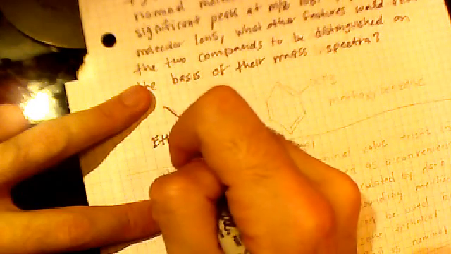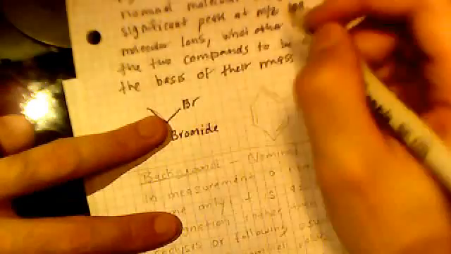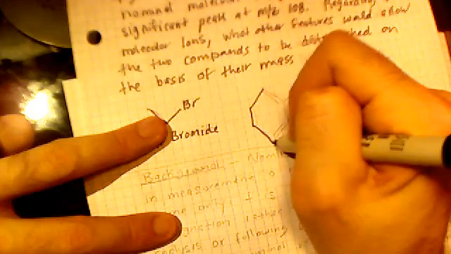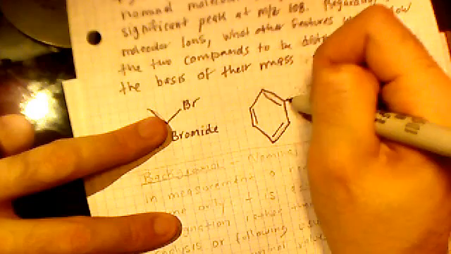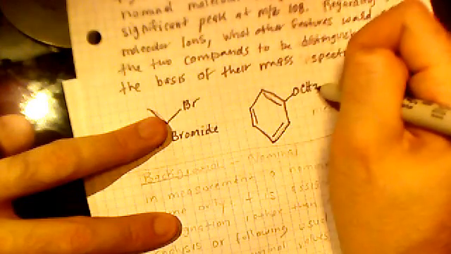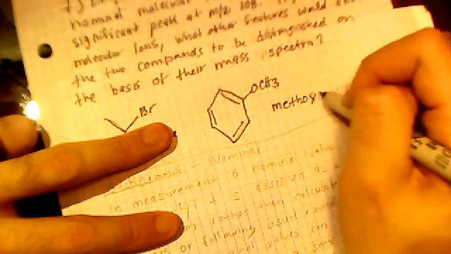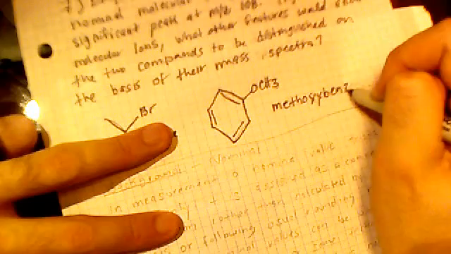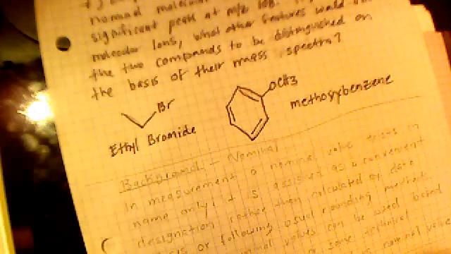Alright, so I just draw this. This is ethyl bromine, right? Ethyl bromide. And here we have methoxybenzene. Alright, so there was some background information I just had to check. I won't write this one out.